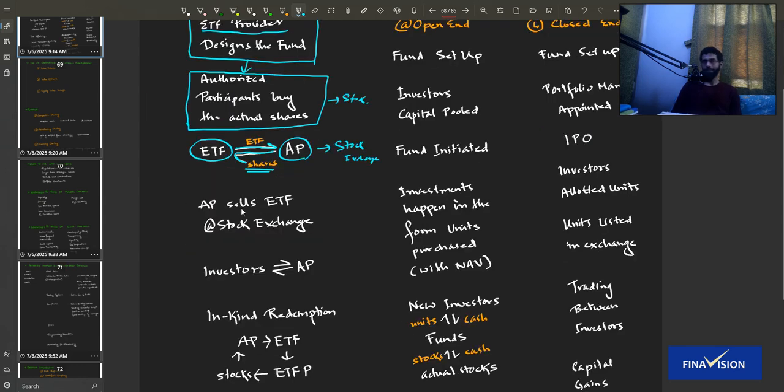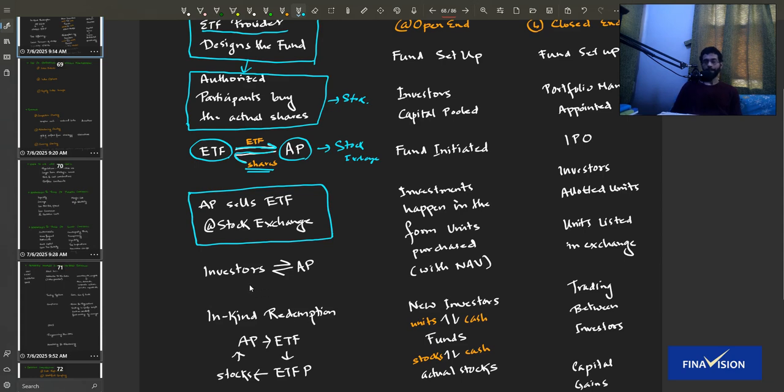Now, once these ETFs are listed, then in the secondary market, that is in the stock exchange, other investors can invest in these units through buying and selling in the stock exchange. So the first round of buying is actually happening in the stock exchange, and then within the stock exchange, buyers or sellers are changing hands through purchase and sale of the ETFs, right?